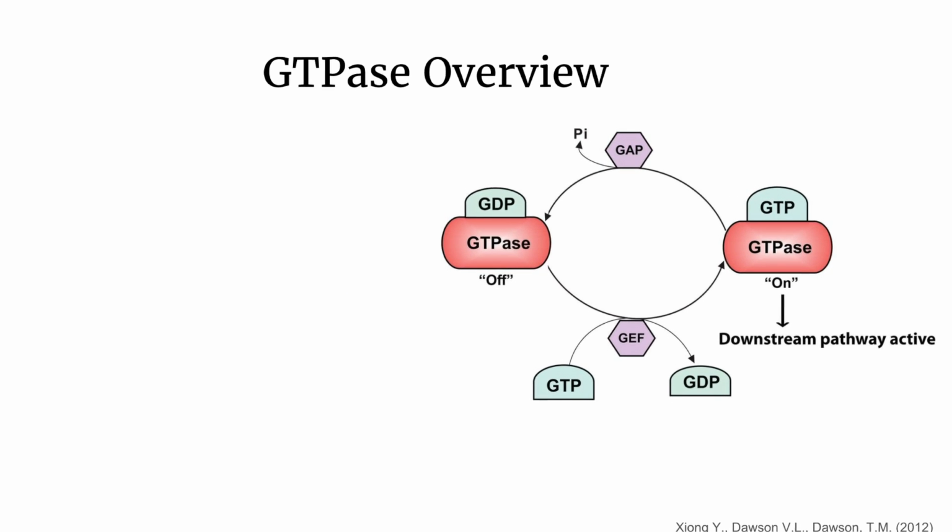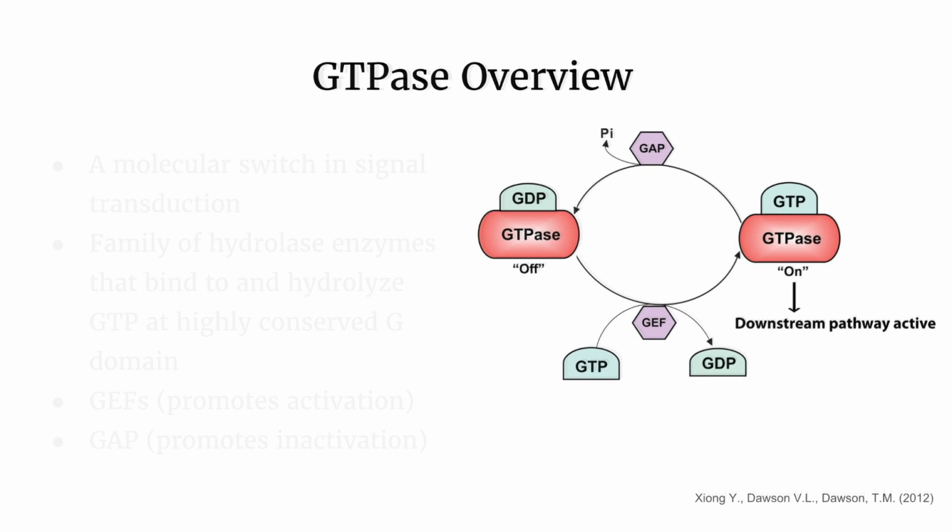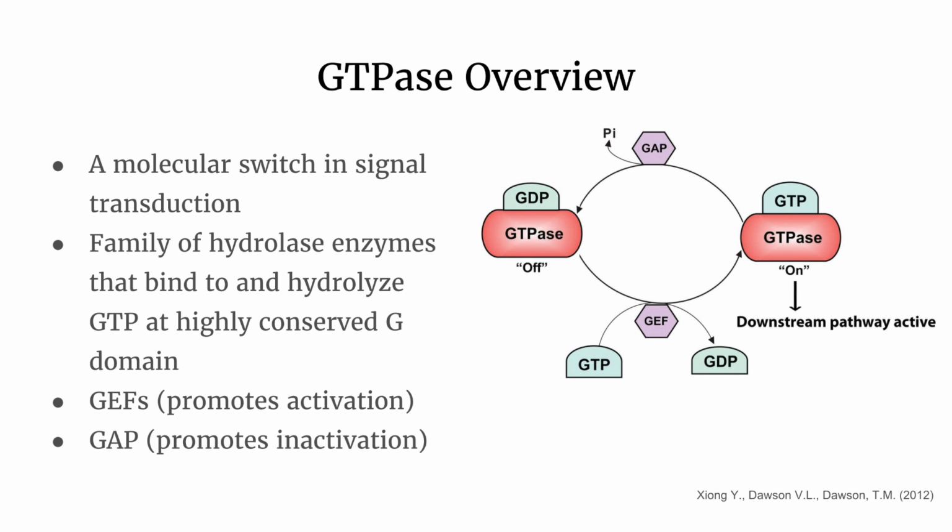This family of enzymes participates in the hydrolysis reactions of GTP, and this occurs at a highly conserved G domain for all GTPases. GTPases are active when bound to GTP and inactive when bound to GDP. Guanine exchange factors promote activation by effectively switching out GDP for GTP, and GTPase activating proteins promote inactivation.